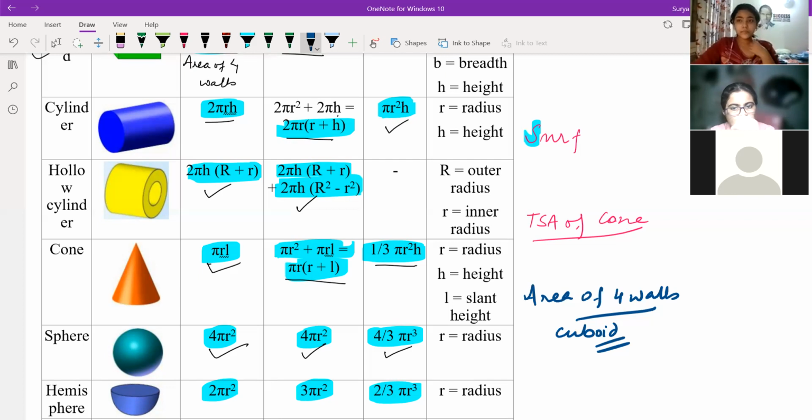Then what is total surface area? That what you're saying, that is for total surface area, right? Yes, sir. I'm asking area of four walls, it means CSA, lateral surface area I'm asking. I'm not able to understand. Yes, sir.